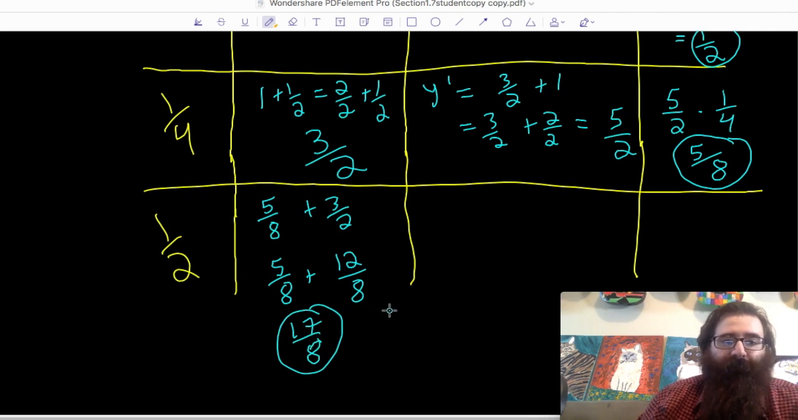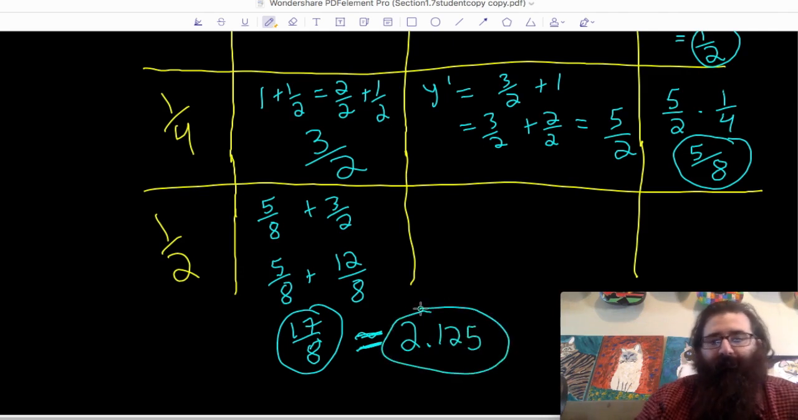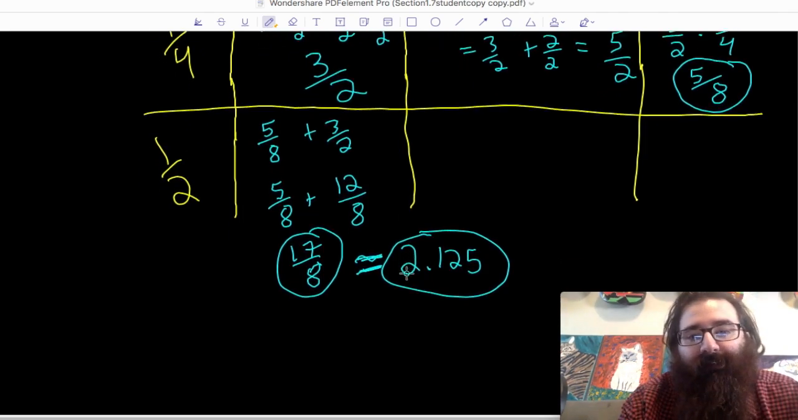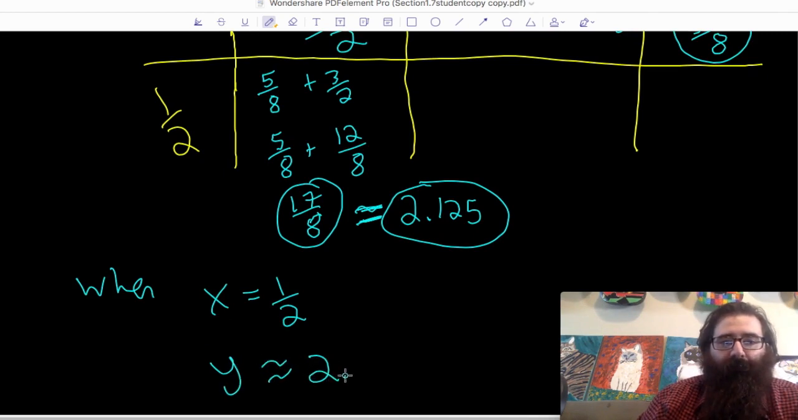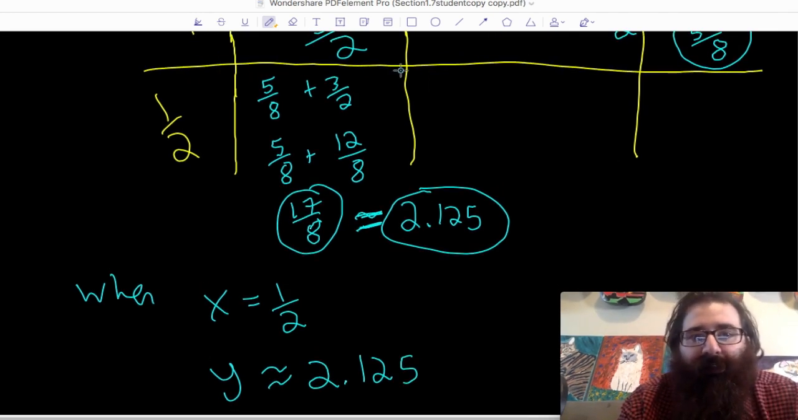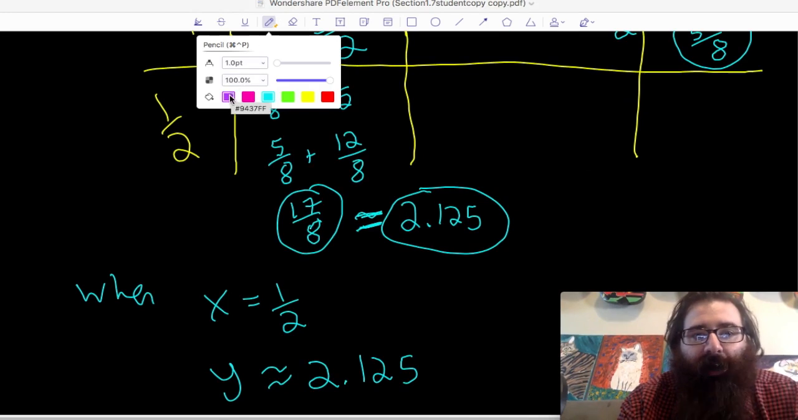Or if I want to compare this at the end, I can get this as a decimal value. Well, a pretty exact one. 17/8 is going to give me 2.125. So either one of these would be okay. Let's say 17/8. And this is an approximation by Euler's method. What we're saying is when x is 1/2, y is approximately 2.125.